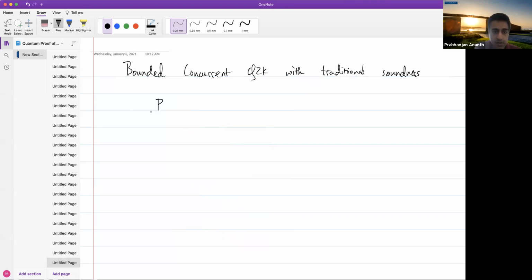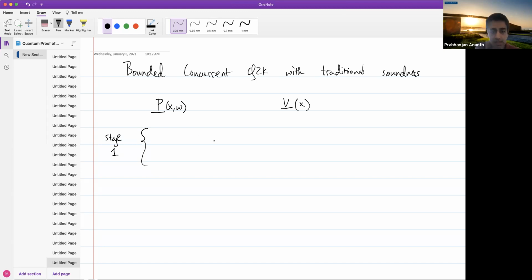So this protocol is defined as follows. It takes as input the instance and the witness. The verifier takes as input the instance. And it runs in two stages. Stage one. In stage one, it executes many slots.